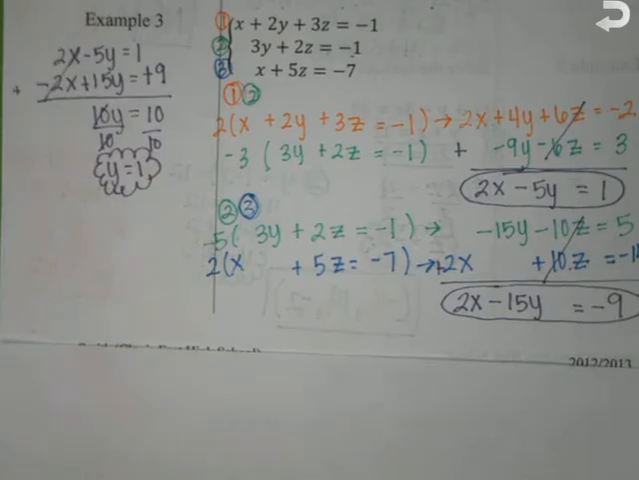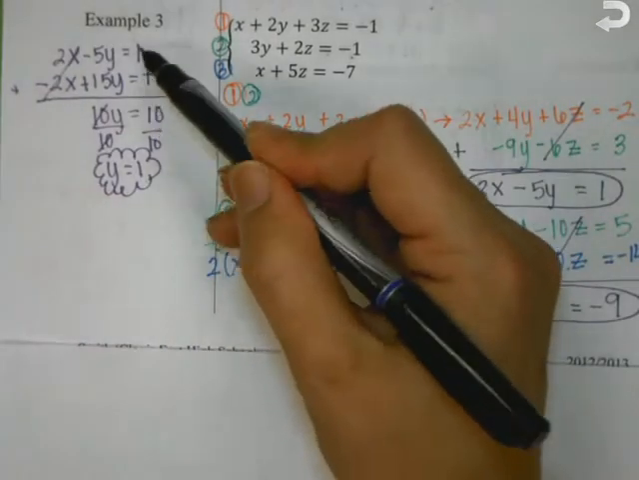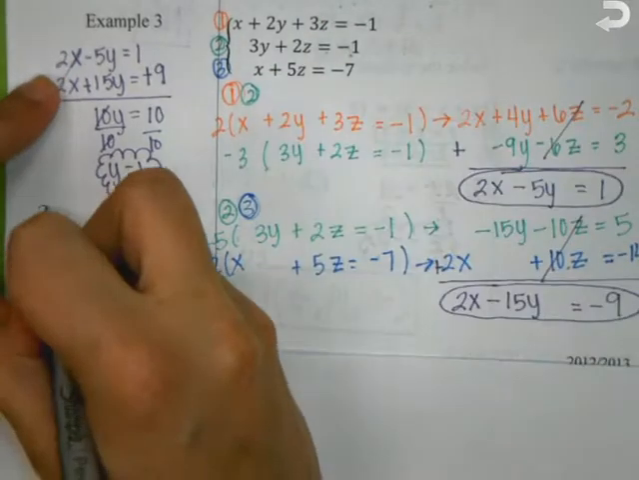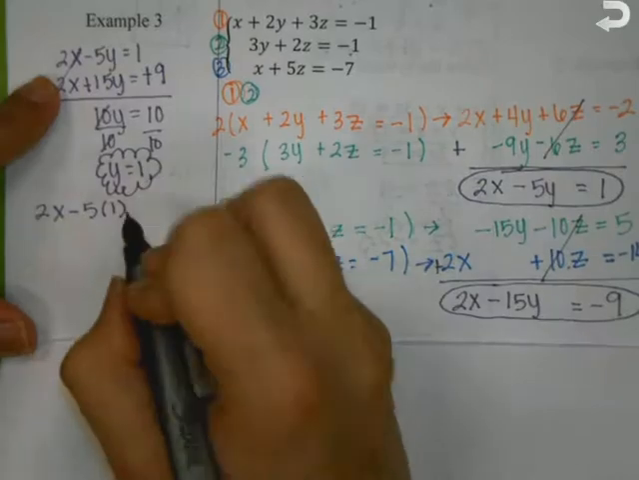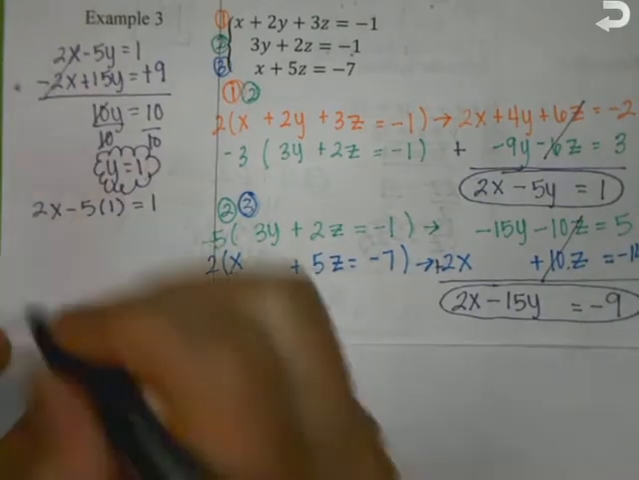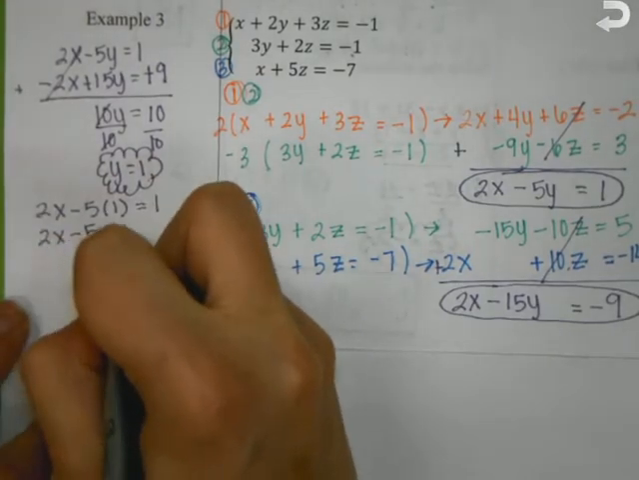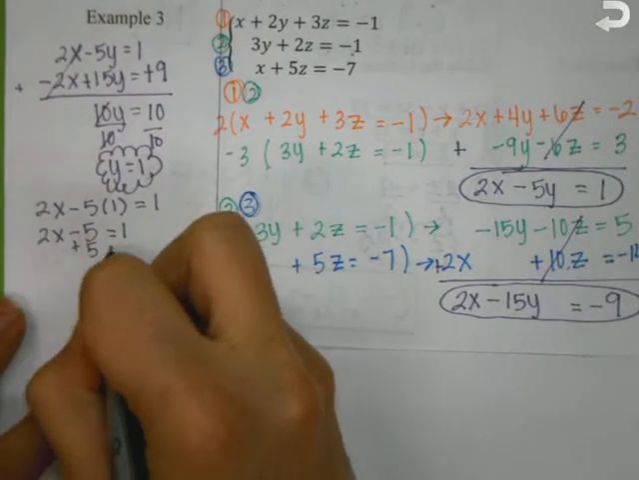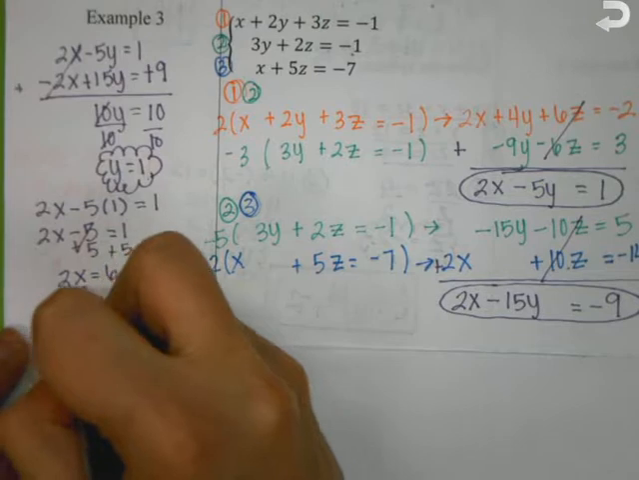Which one do you guys want to plug it into? The first one? Okay, so let's do 2x minus 5y equals 1. So that is 2x minus 5 equals 1. Add 5. 2x equals 6. Divide by 2. X equals 3. All right, bubble it.